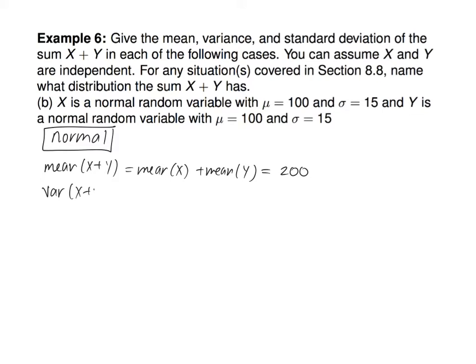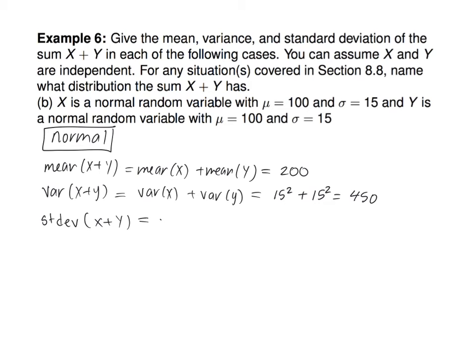The variance of X plus Y is variance of X plus variance of Y. So what's X's variance? Is it 15? Oh, it's 15 squared. Does that make sense? How about the variance for Y? Also 15 squared. So that comes out to be 225 plus 225, which is 450. So what is the standard deviation of X plus Y then? Square root of 450, which is approximately 21.213.